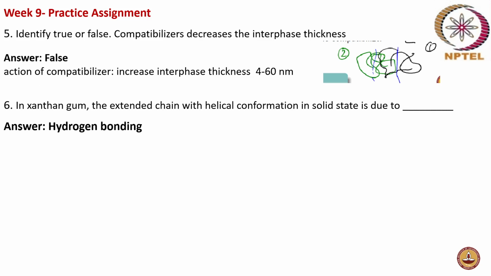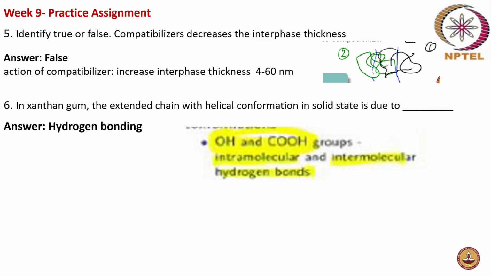This was actually taken from your lecture only. Okay, you are able to get it. So the OH and COOH groups cause both intramolecular and intermolecular hydrogen bonds. Between two xanthan gum molecules there will be hydrogen bonding, and within a single xanthan gum molecule there will also be hydrogen bonding, and because of that, within the single molecule it starts forming a helical conformation.